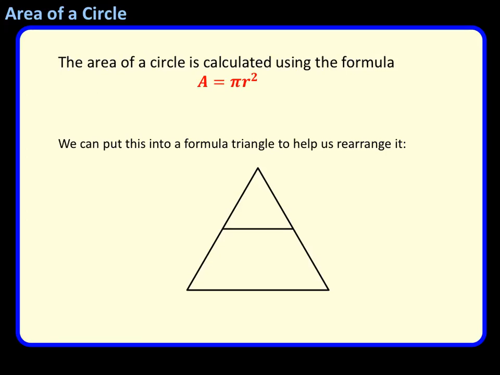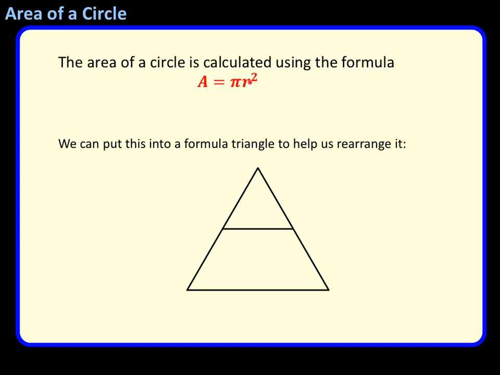So today we're starting to learn about the area of a circle. We already know how to do the circumference of a circle, but when we need to work out the area, we use this formula here: A for area equals pi times the radius squared. And we can put that into the formula triangle in order to help us rearrange it.